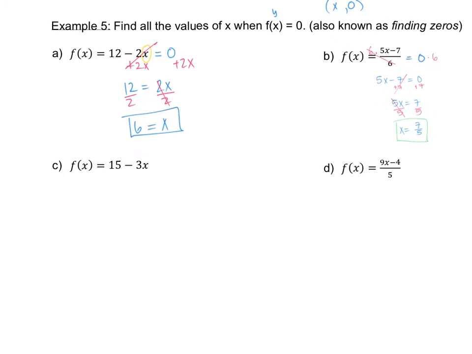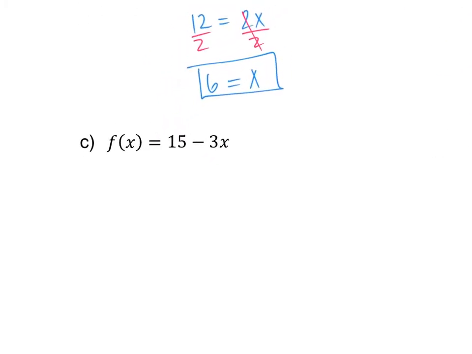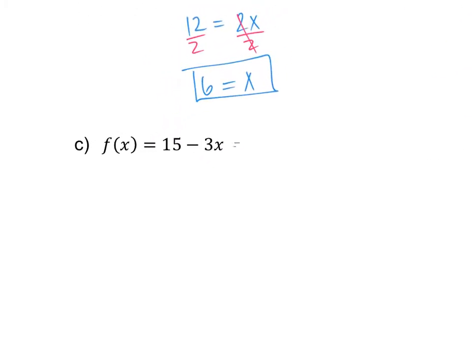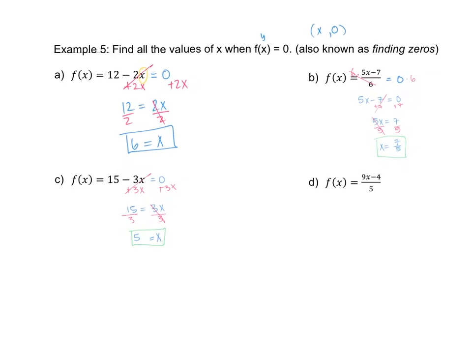All right. Now for C here, again, this one's a little bit easier. So I just set this guy equal to 0. Move over the 3x, and so then this would be 15 equals 3x. Divide that by 3 to get rid of the 3, so x equals 5, because 15 divided by 3 is 5, and I'm done. So x equals 5 when your function is set equal to 0.